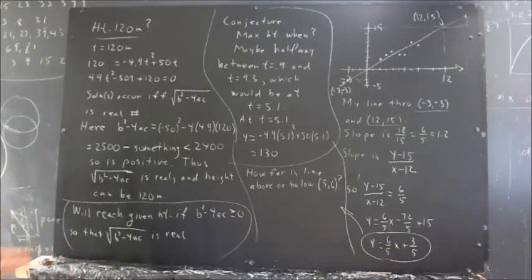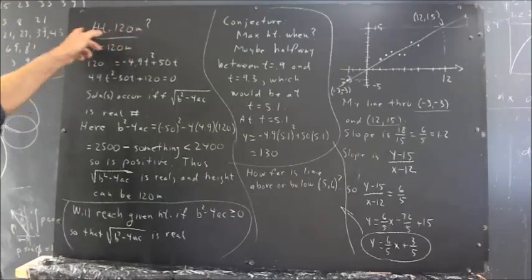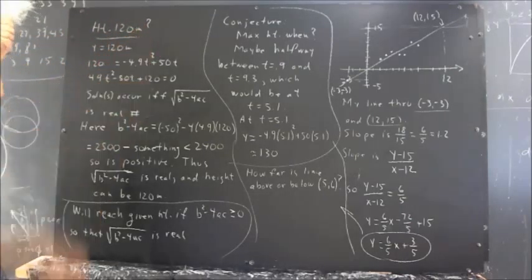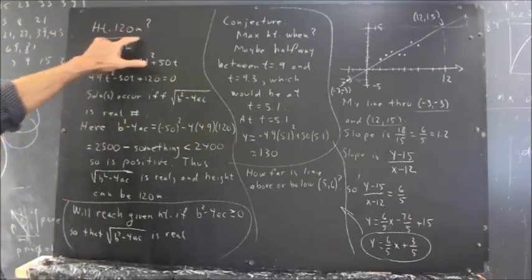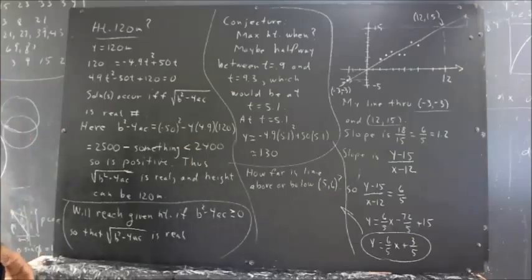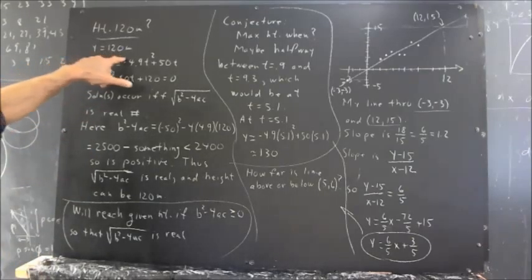Completing the problem of the preceding situation. When is the height 20 meters, or can the height be 120 meters? Okay, the question is, can the height be 120 meters? Can it rise that high, or will it rise that high according to this model? Well, then y would be 120 meters.